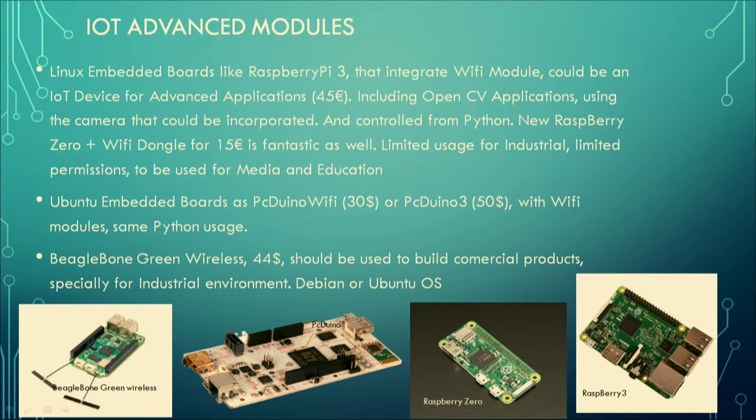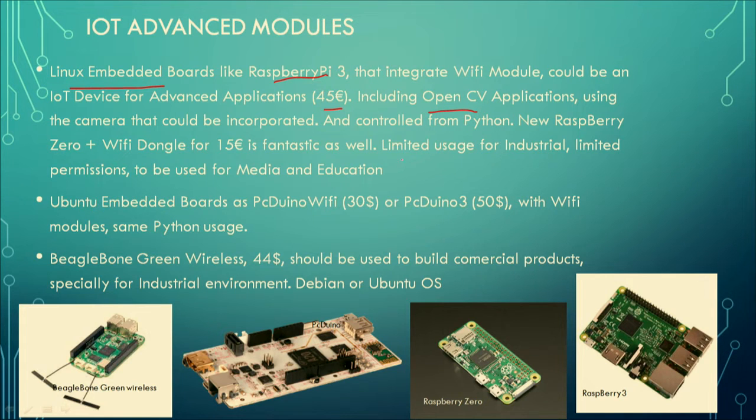And these are the advanced modules that have been used. All of them are embedded Linux, most of them Debian, and here we are also using Python. Raspberry Pi is about 45. We could use OpenCV.